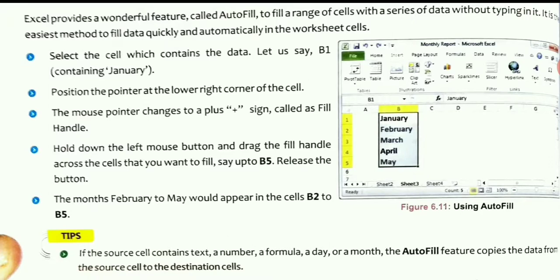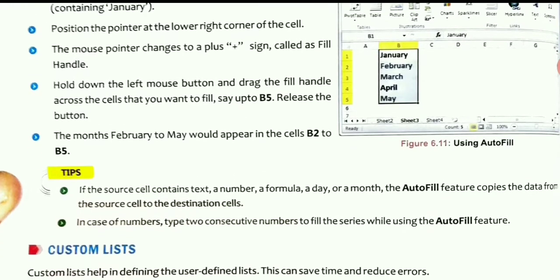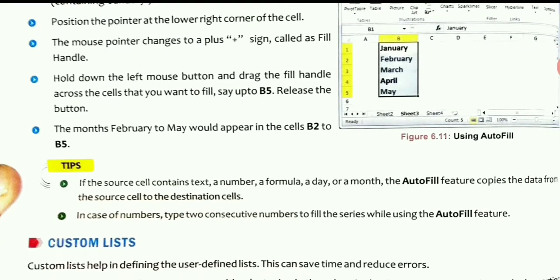Now position the pointer at the lower right corner of the cell. The mouse pointer changes to a plus sign called as fill handle. Hold down the left mouse button and drag the fill handle across the cells that you want to fill. Say up to B5, release the button. The months February to May would appear in the cells B2 to B5.